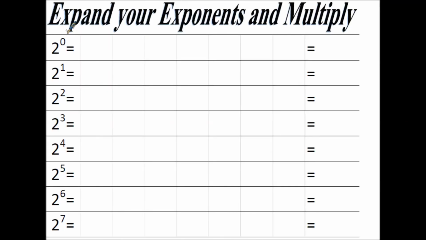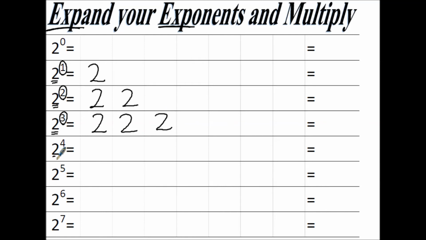When we are evaluating exponents, we need to remember to expand the exponents and multiply. So whenever you see an exponent, you need to remember to expand. Let's skip the 0 power first, and 2 to the first power means that I'm going to write 2 once. 2 to the second power means that I'm going to write 2 twice. 2 to the third power means that I'm going to write 2 3 times.